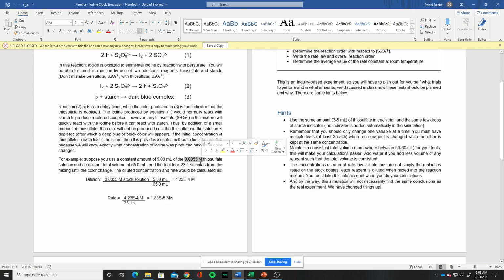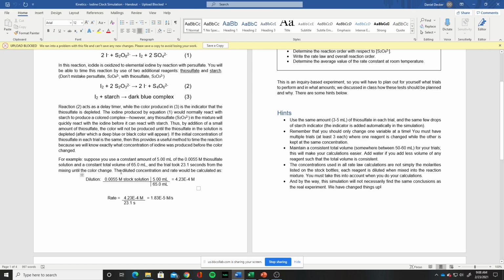So the dilution is because while we used 5 mL of this concentration, we mixed it in with other stuff. We mixed it in with some iodide, and with some persulfate, and so it didn't stay as 5 mL in this concentration. It got diluted down to this concentration because we diluted it to 65 mL when it was 5 mL before.